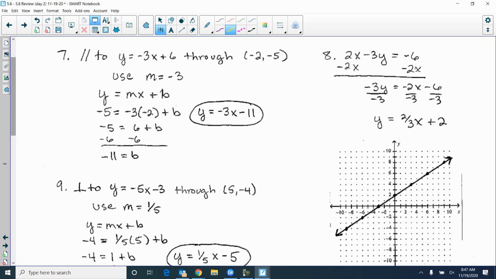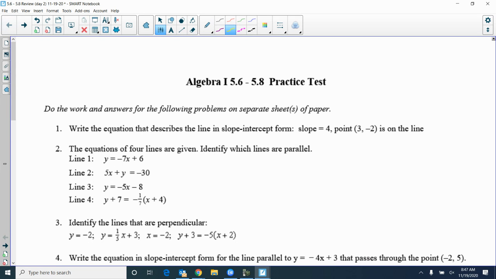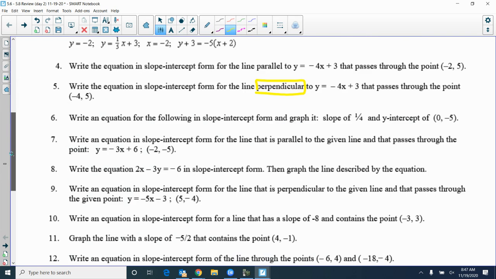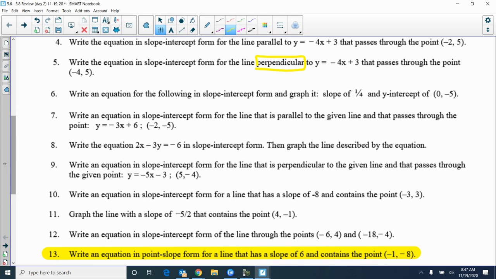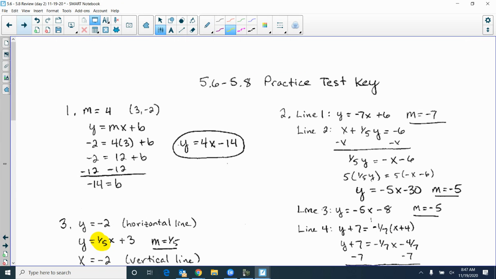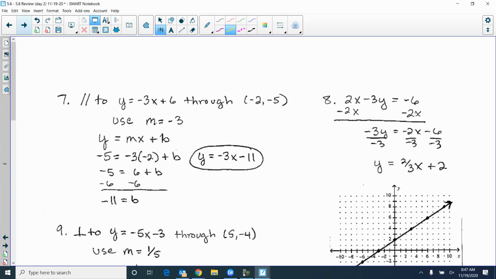All right, number 8. Number 8, what were the directions on 8? Write in slope-intercept form and graph it. Okay. Anytime it says write the equation in slope-intercept form, you need to solve for y.